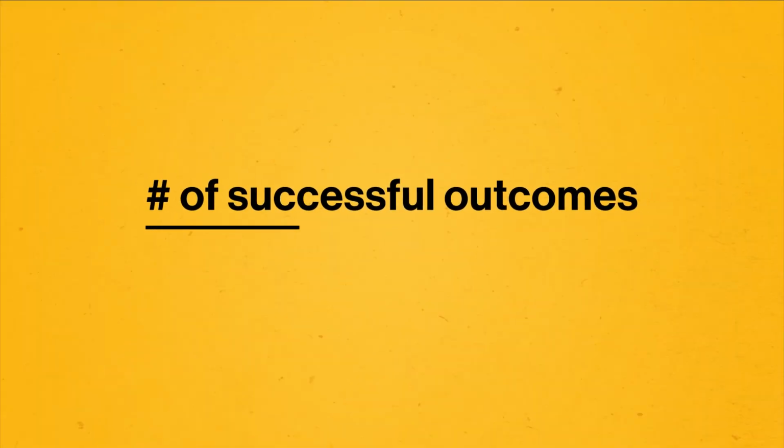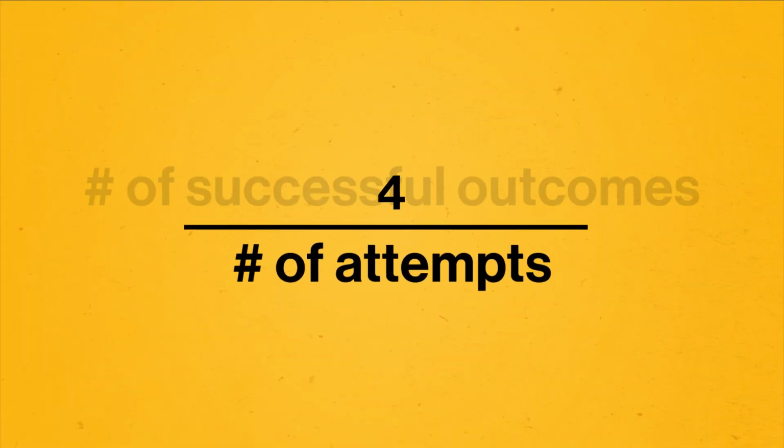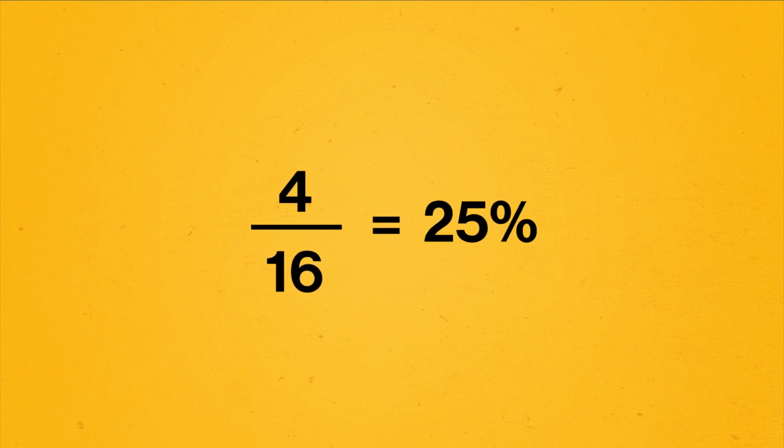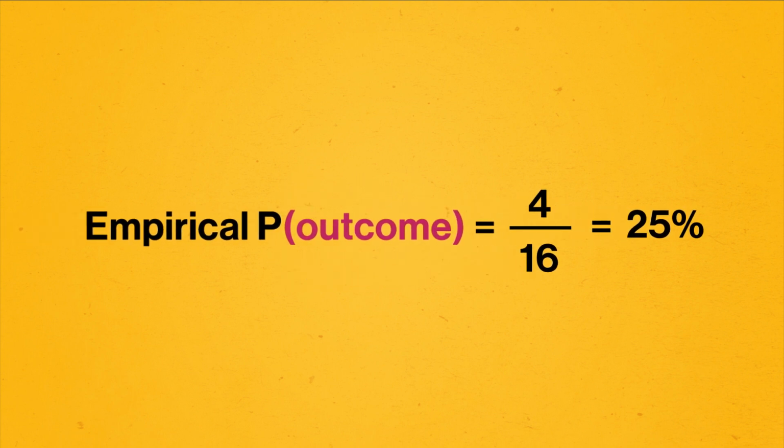Like, let's say you visited your friend 16 times, and find a spot on their block 4 times. We can use that information to estimate the empirical probability of finding a spot in general. If we take the number of successful outcomes and divide by the total attempts, we get 4 divided by 16, or 25%. So, based on our sample data from past parking exploits, we should expect to find a parking spot 25% of the time. Put another way, the empirical probability of finding a parking spot is 25%.